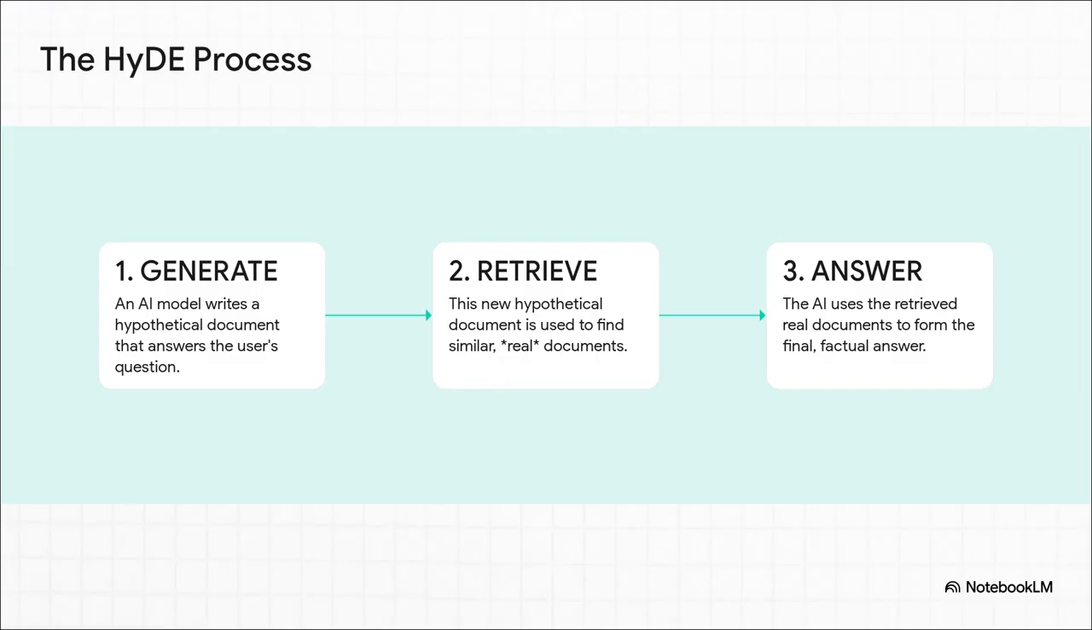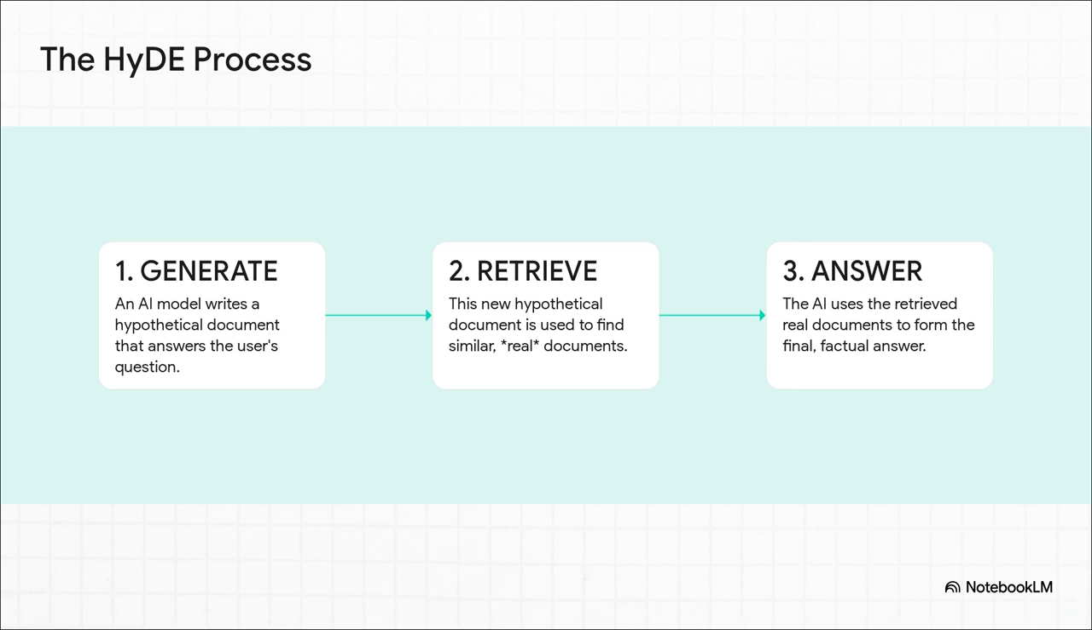Okay, step one is generate. The AI just writes an answer. It uses all its general knowledge of the world to cook up a hypothetical document that it thinks is a great answer to your question. It's basically its best guess. Then, step two, retrieve. Now, this is the clever part. It takes that made-up answer and uses that as the search query. It goes looking for real documents in its database that look and feel a lot like that perfect imaginary one.